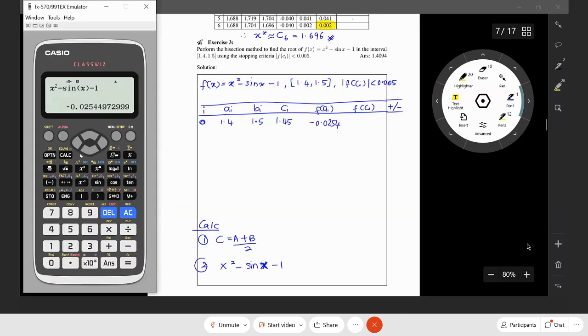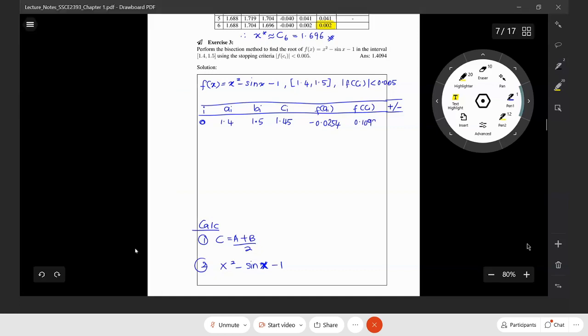And FC, the same process. I press the calculate button one more time, but now my X is C, which is 1.45. Press the equal button, so 0.1098. Along the process you check the stopping condition. Basically you look at the absolute value of this column. This is positive 0.1098, way greater than the given epsilon here. So you need to repeat the process and proceed to the next iteration.